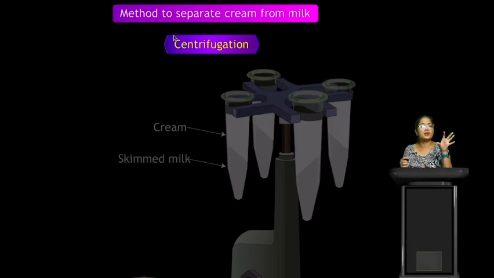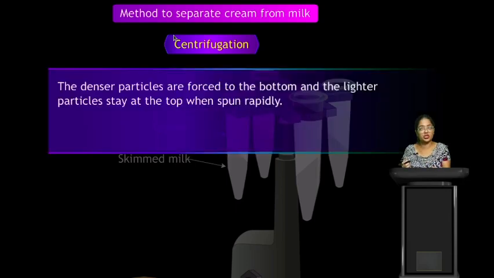But why do you think cream is on the top, and why is the skimmed milk not on the top? Let's see why. In the centrifugation method, the denser particles are forced to come to the bottom, and the lighter particles stay on the top when it spins rapidly. So we saw it spin rapidly, right?